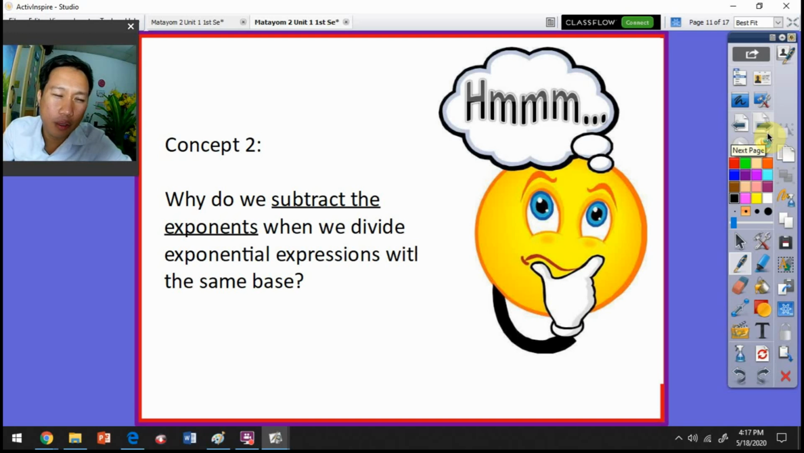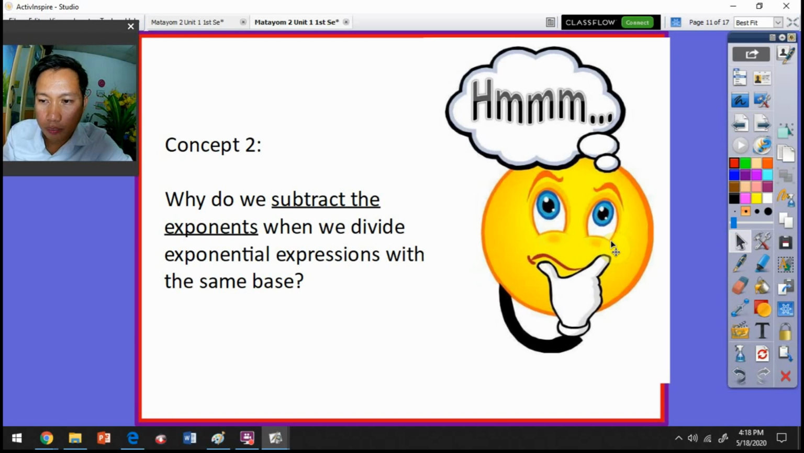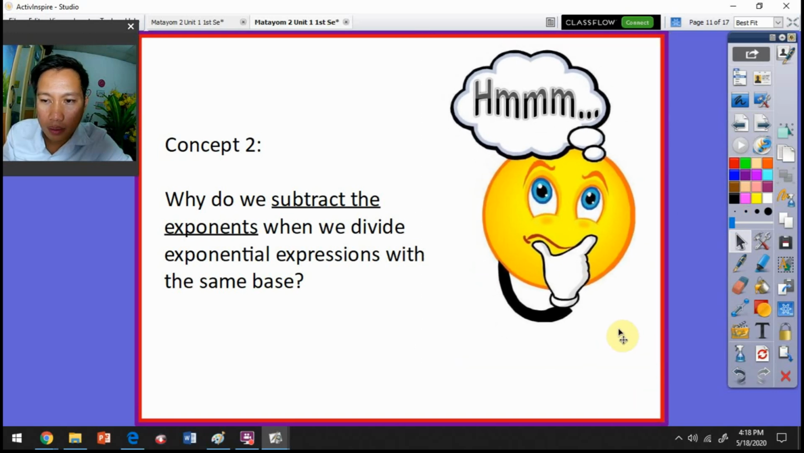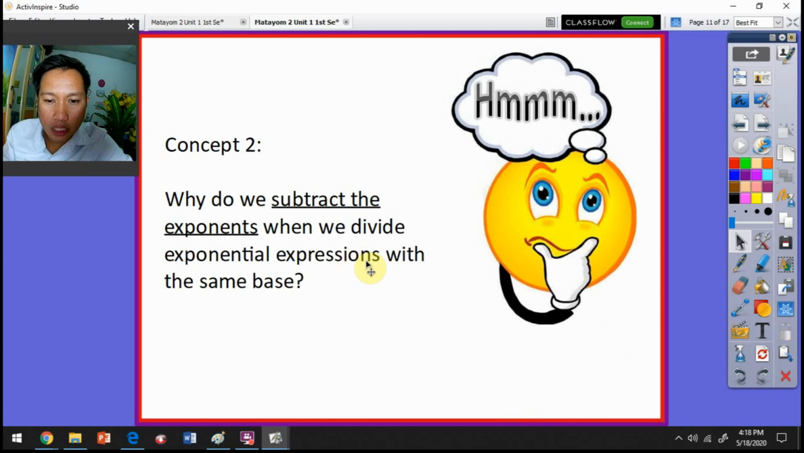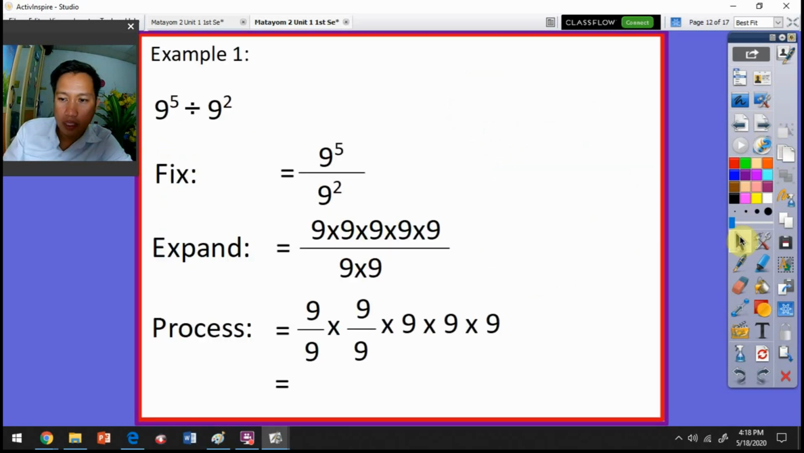All right, so concept number 2. If in concept number 1 we add the exponents when we multiply exponential expressions with the same base, why do you think we subtract the exponents when we divide exponential expressions with the same base? Why do we need to subtract them? Let's look at our investigation here.